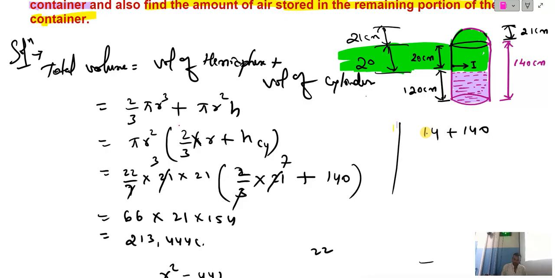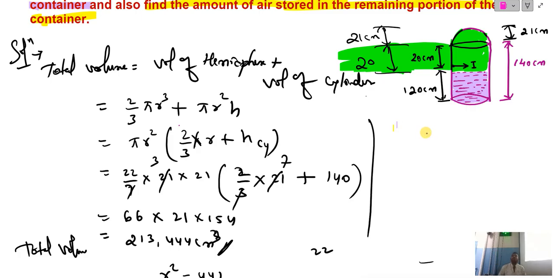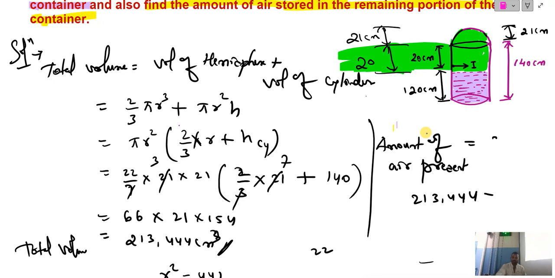213,444 centimeter cube. Correct, no? This is the total volume. Am I right? Now look at here. If you want to calculate how much amount of air is present, what we should do? From the total volume, that is 213,444, we have to minus how much amount of water is filled.